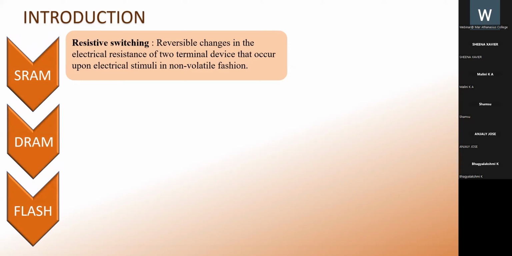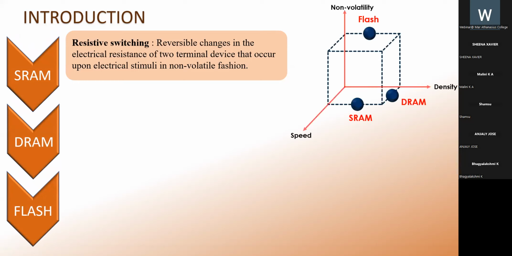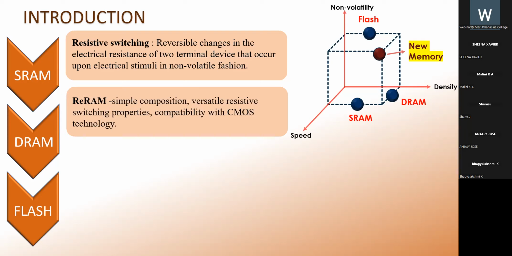When speed is taken into account, the flash memories are slower compared to the other two. So a memory to be considered as a future or emerging memory should combine all the best features of current memories. Several memories are proposed, like ferroelectric RAM, magnetic RAM, phase change RAM, and resistive RAM. Among these, resistive RAM has the advantages of high integration density, fast switching speed, and non-volatility.